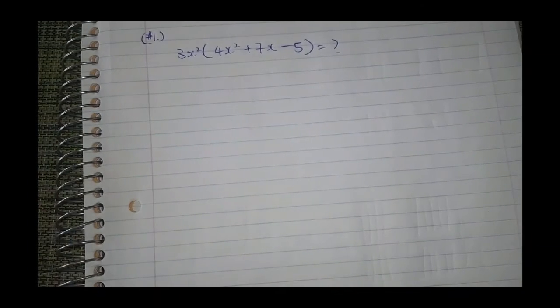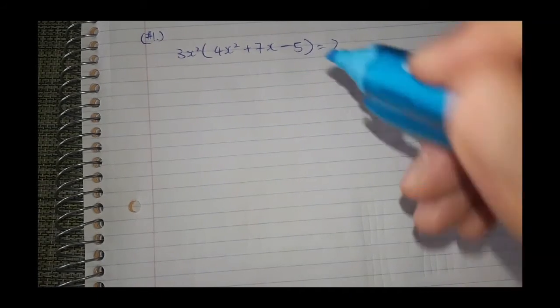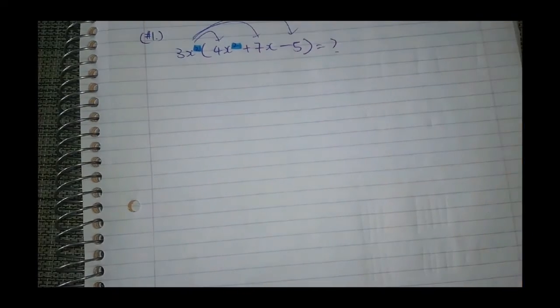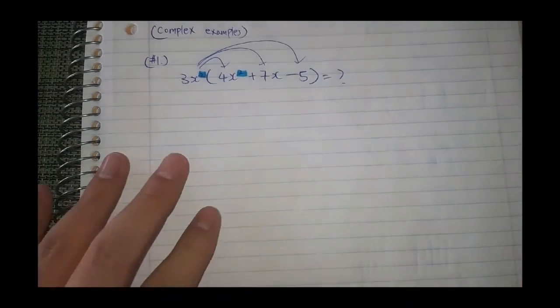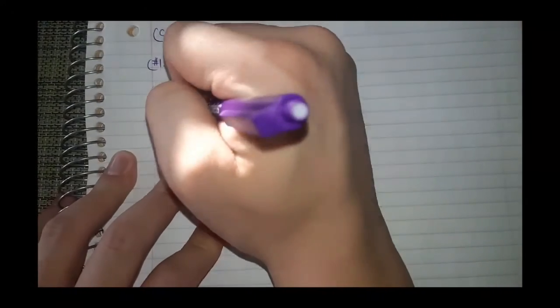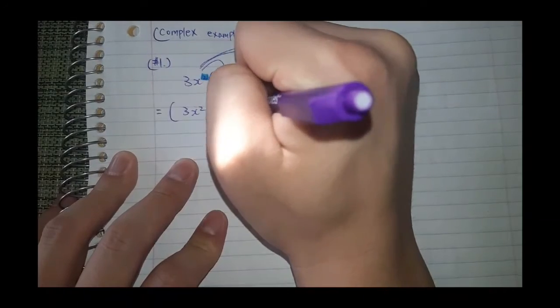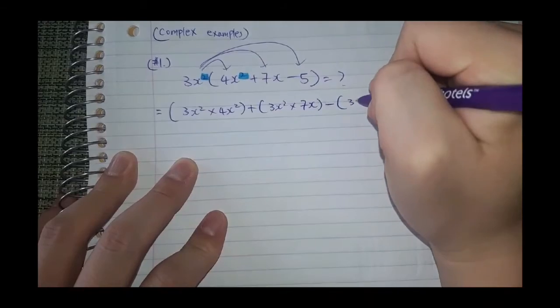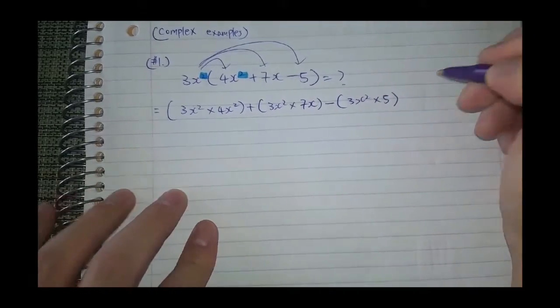First thing first, we cannot use this tile because if you think about it, the exponent or degree is double and double. So how can you make it x to the power of 4 in a diagram? Which is you can't. So we have to rely on our distributive property. And I know it's tedious, but you can still put every single thing. 3x squared times 4x squared plus 3x squared times 7x minus 3x squared times 5.